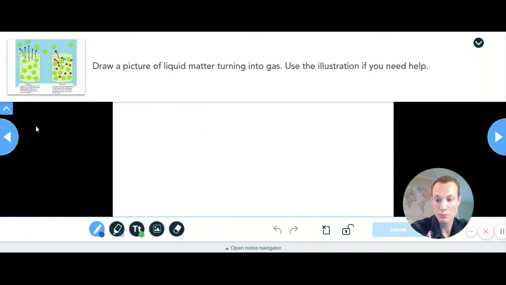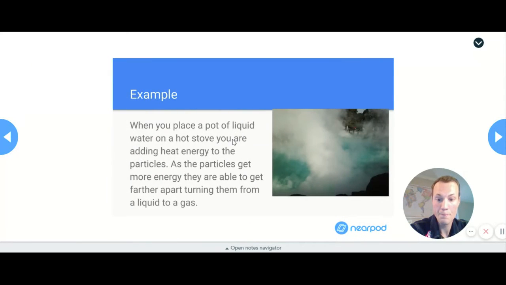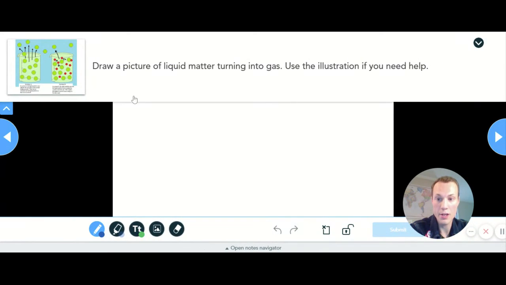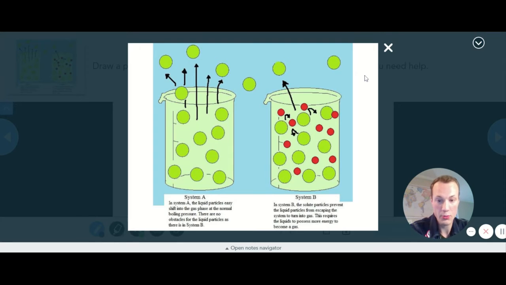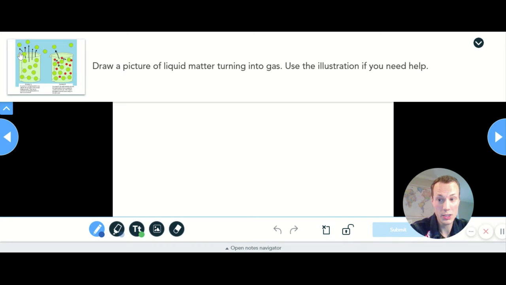example, cool, steam, and draw your picture. Again, if you need to use the illustration to help, feel free. That's what it's there for. So it should look something like this. The gas particles are getting farther apart.